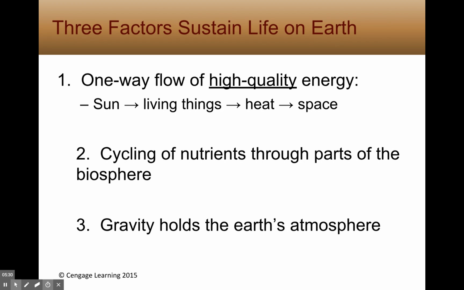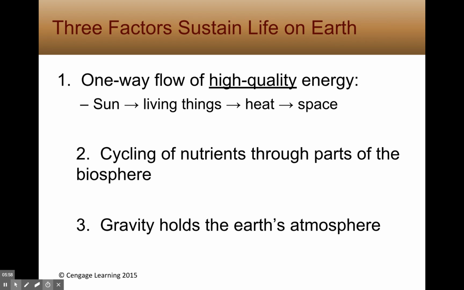The second factor that sustains life on Earth is the cycling of nutrients. And that's through the parts of the biosphere only. And this is a fixed amount, whatever nutrients we have here on Earth. We don't get much at all from space. So we can't expect a meteor to come in and resupply our Earth with the nutrients that it needs. So again, we do have a cycle of nutrients.